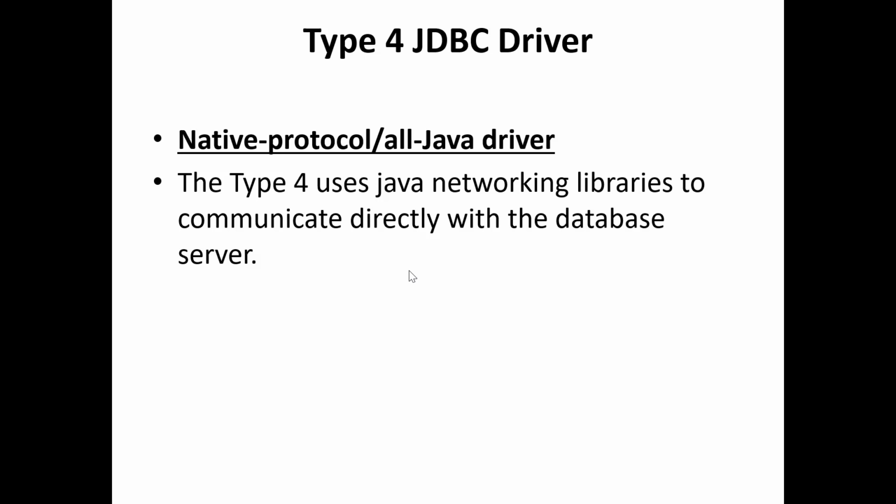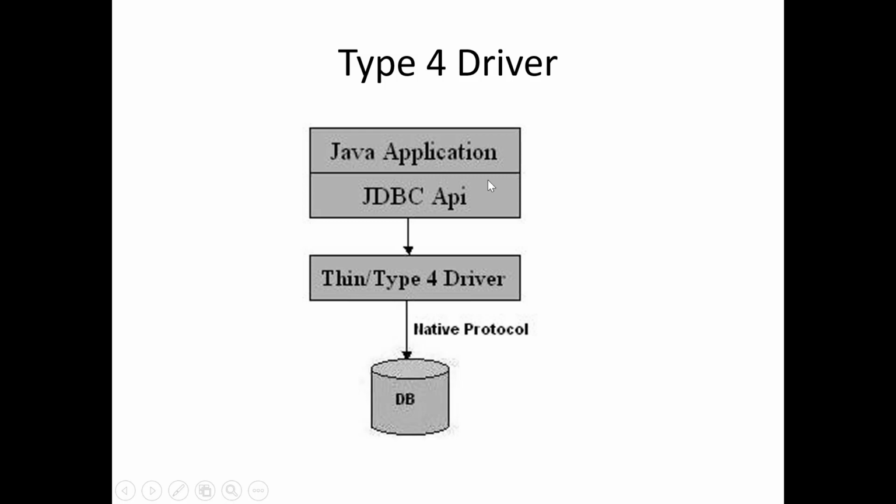So with the type 4 driver, the Java application and the JDBC API are common. Then the thin driver or type 4 driver is talking directly to the database through native protocol. Protocol means we should have some port. The port number will be given at the time of installation. We just use the port number, URL, user ID, and password, that's all. There is no extra thing that we need to establish or create inside.